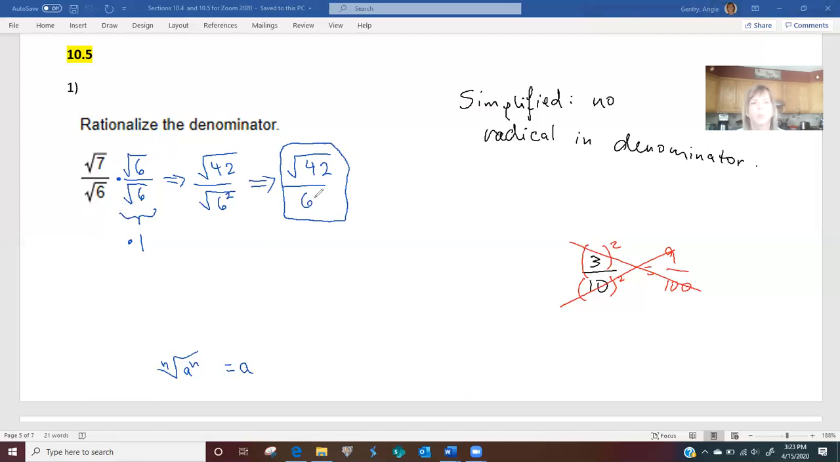They're the same expression. This one, the denominator has a radical in it, so we're going to rationalize it, meaning turn it into a rational number, okay? So this denominator is rational. That's why it's called rationalize. Okay, so let me do another one.